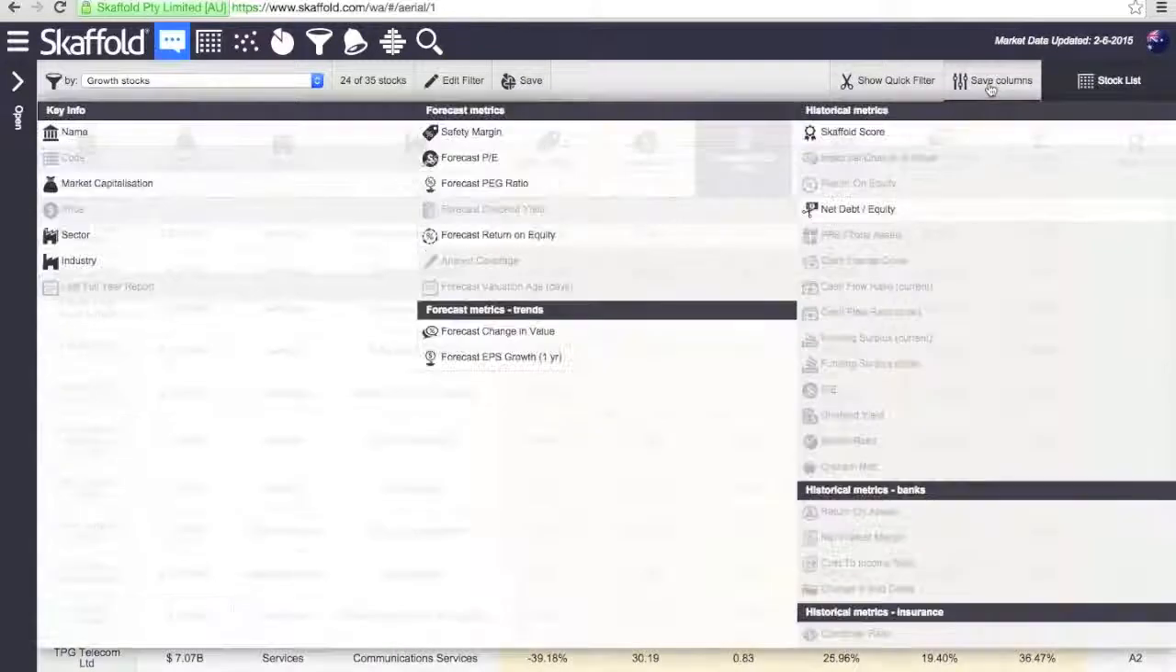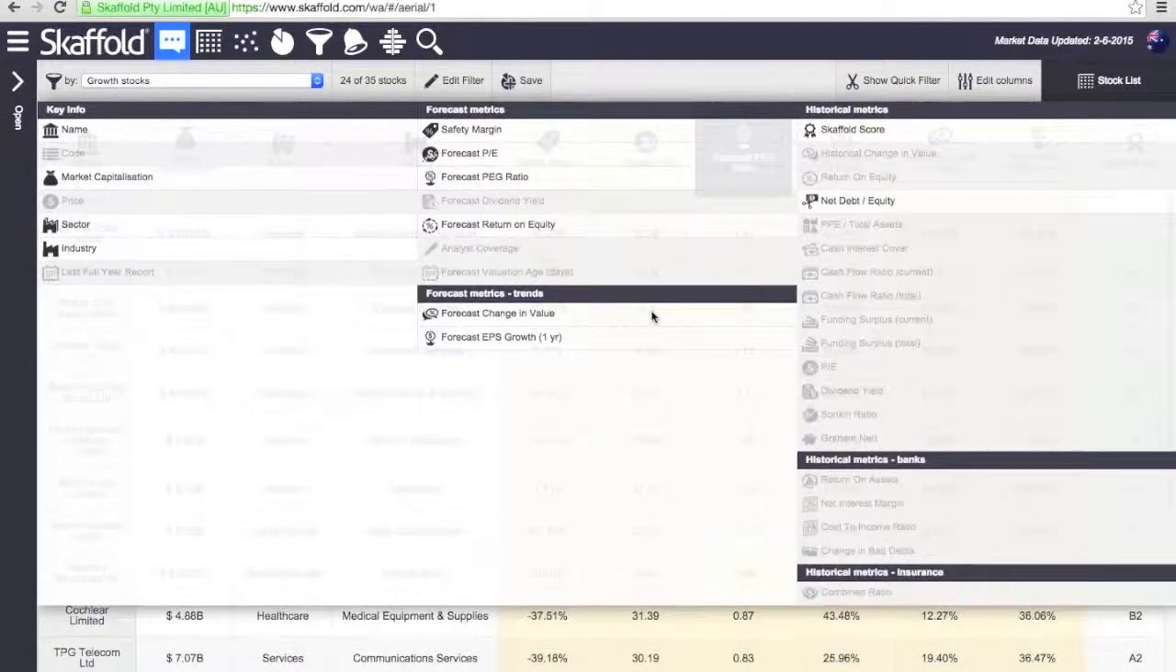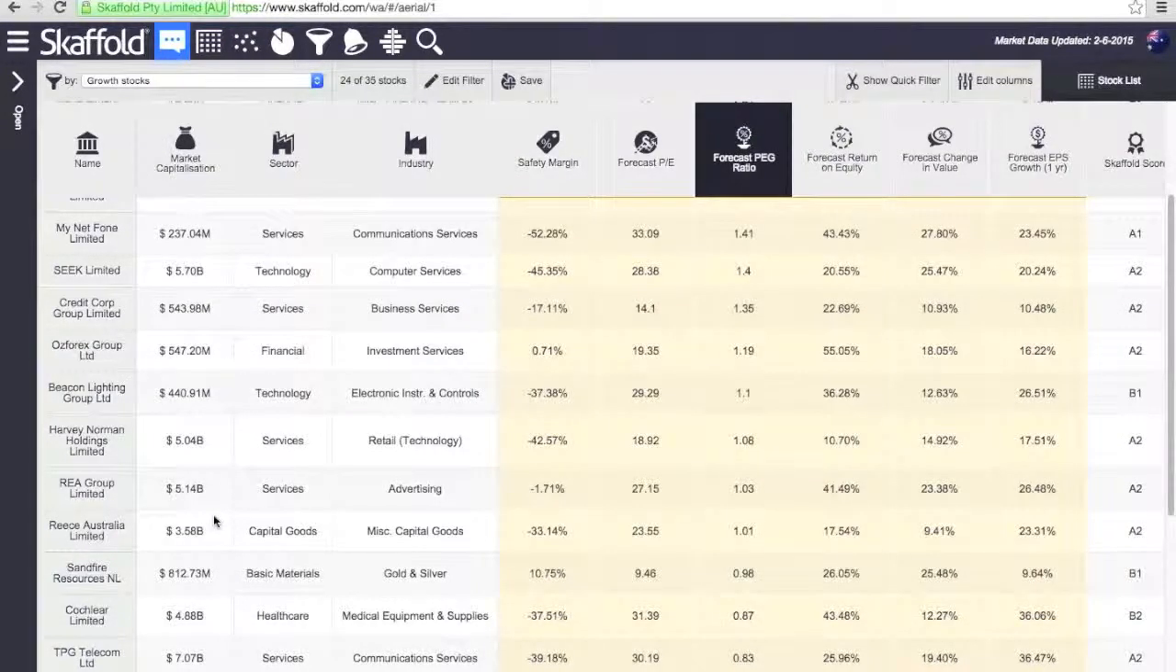You can add and remove columns just by clicking on this Edit Columns button. I've just pulled out a few columns that I think are relevant for this particular scenario, but you can change that according to your preferences. Now let me just go back to Seek.